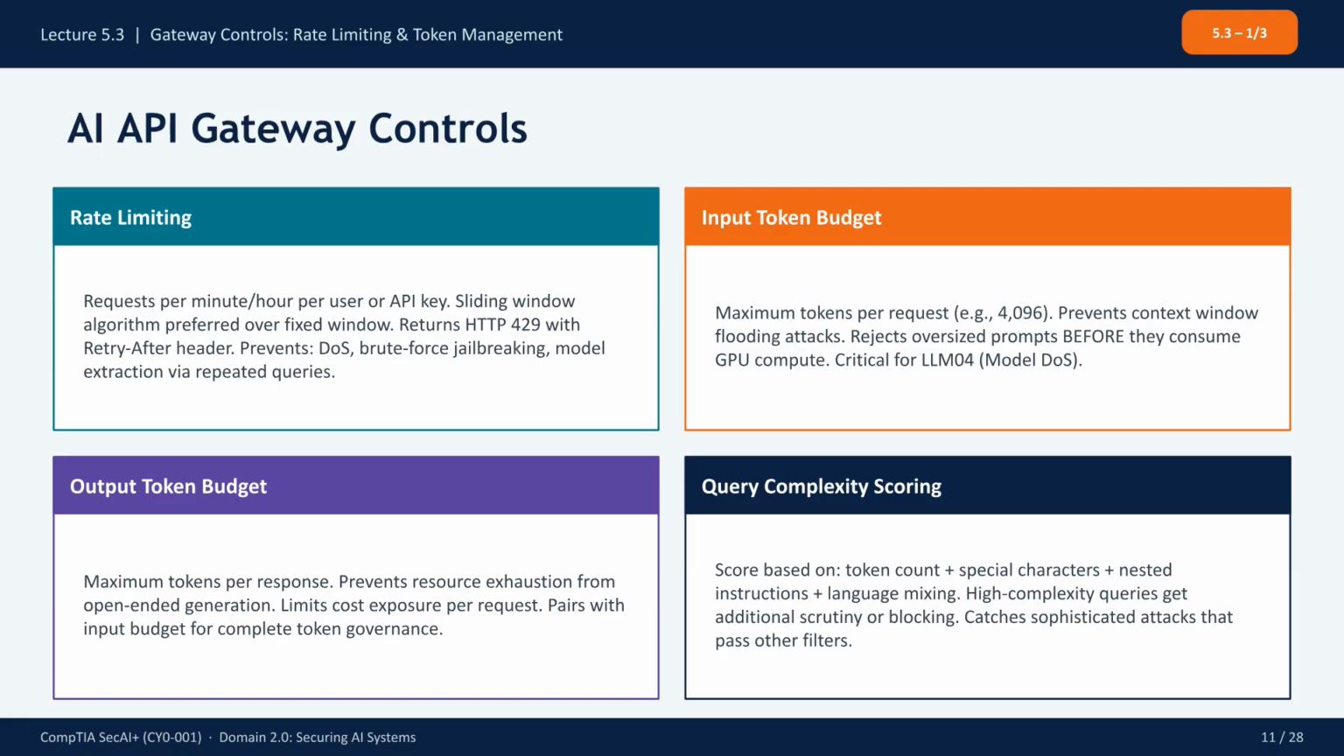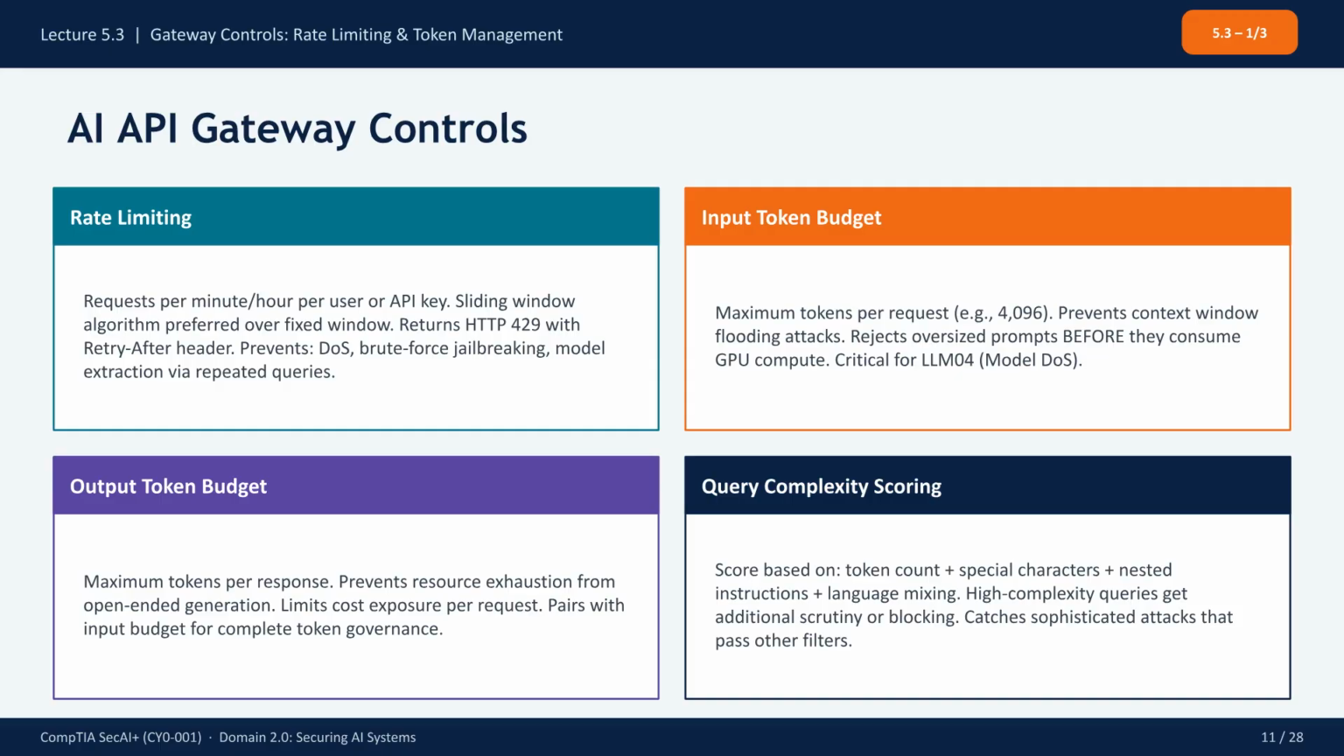Rate limiting prevents denial of service attacks, brute force jailbreaking attempts where an attacker sends hundreds of variations hoping one succeeds, and the repeated querying patterns used for model extraction under OWASP LLM10. Second, input token budgets. This sets a maximum number of tokens per incoming request. This is your primary defense against context window flooding attacks, which fall under OWASP LLM04, model denial of service. By rejecting oversized prompts before they reach the GPU, you prevent a single malicious request from consuming enormous compute resources.